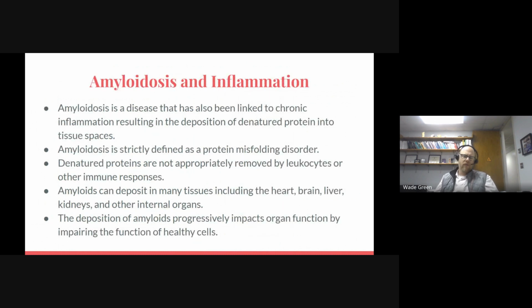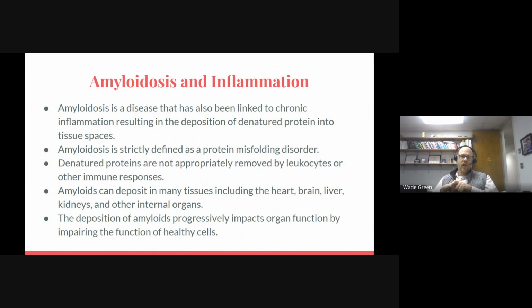Another pathology that we're going to visit briefly is amyloidosis. Amyloidosis has been attributed to many diseases and can be fatal in some cases. It is a disease linked to chronic inflammation, and it is essentially caused by the deposition of denatured protein, protein that's been damaged. After it's been damaged, the protein is deposited into tissue spaces.